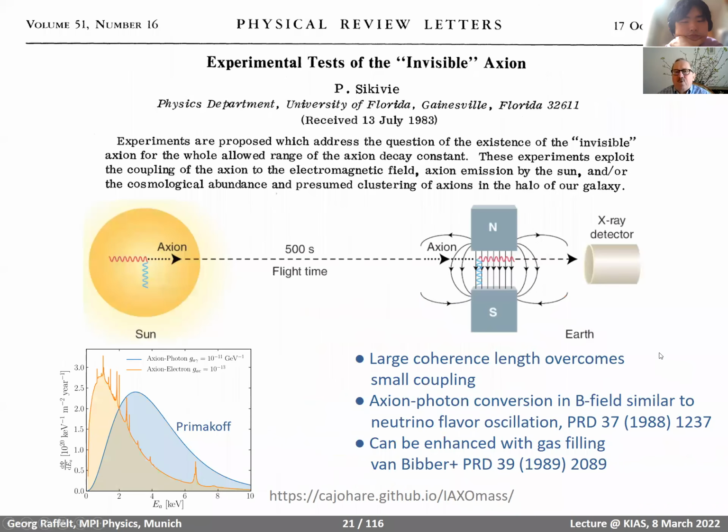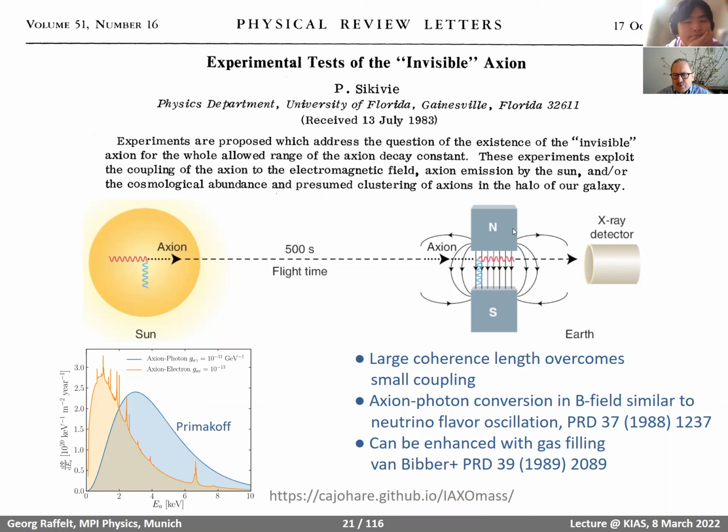Now, how do we look for solar axions? So, testing axions with stars directly. One of the ideas goes back to Pierre Sikivie with this classic paper, which proposed the main techniques to search for axions that are still used today. The idea was that axions, by this two-photon vertex, can be converted to photons in a strong magnetic field.